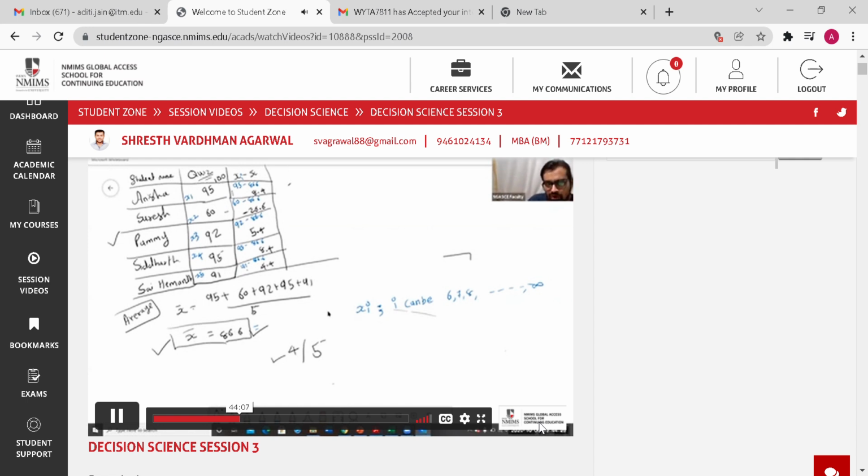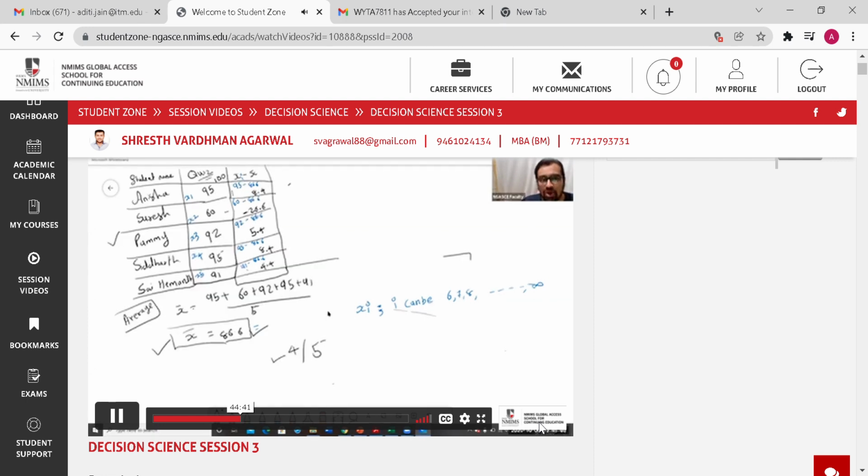Now, there's one more concept. You can at least find out the summation. We just try to understand how each and every person has secured more or less marks than the average. So the first person, let's say Anisha, has secured 8.4 more marks than the average. Suresh has secured 26.6 marks less than the average. This is the interpretation.